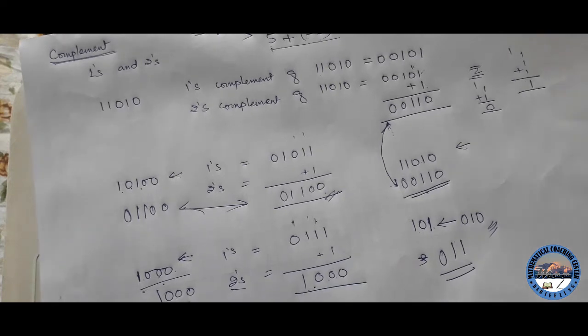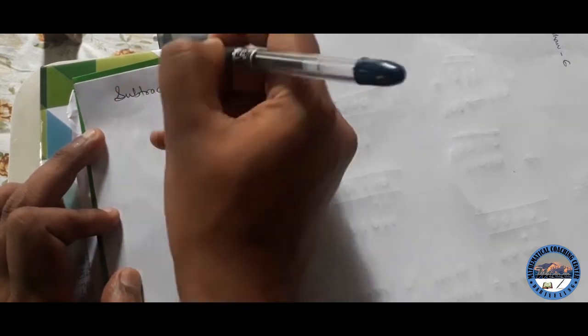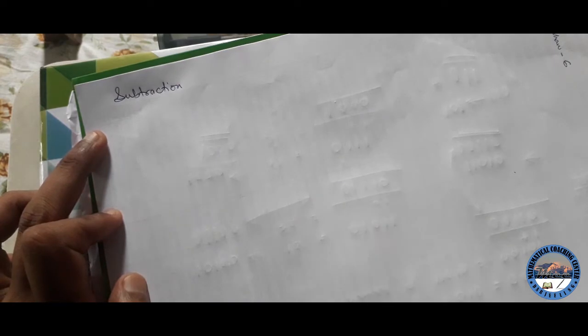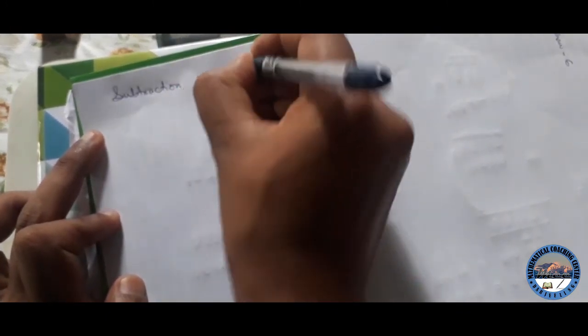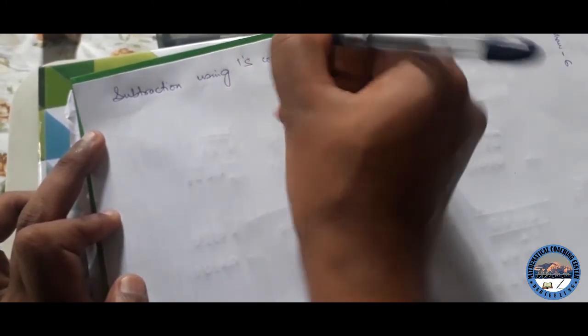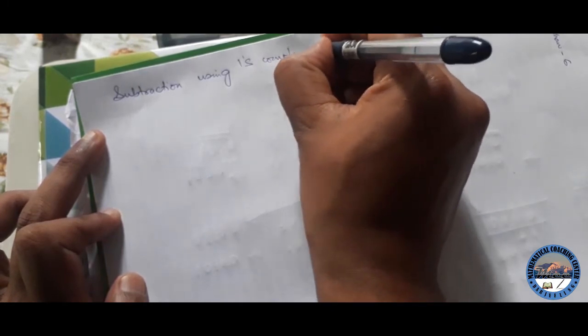Now we are going to perform subtraction by using 1's and 2's complement. And it is also very easy. We will learn subtraction by performing addition only. Subtraction by adding the numbers, not by subtracting. Subtraction using, this is the first case. So actually what is this complement doing? This 1's and 2's complement are representing negative numbers.